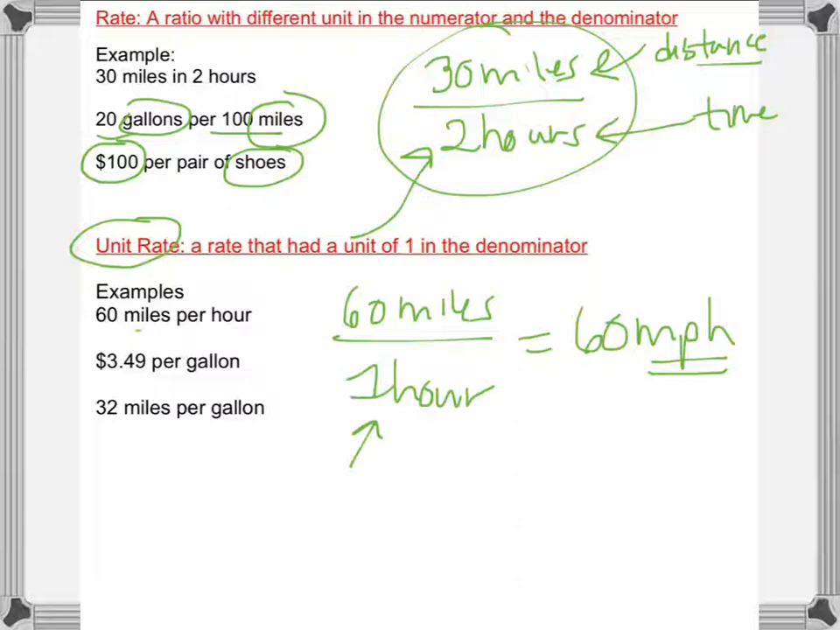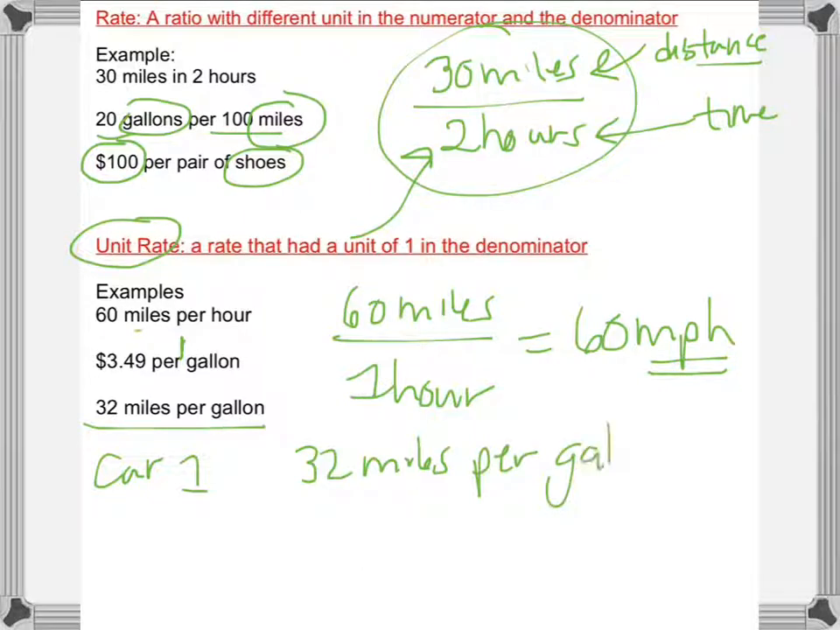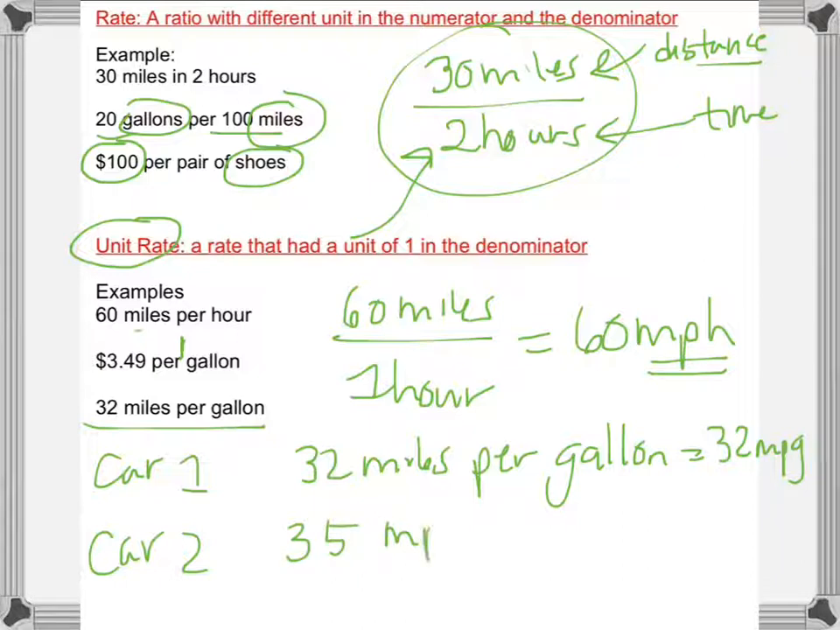$3.49 per gallon is also per 1 gallon. 32 miles per gallon is a way to measure the efficiency of a car. So the nice thing about unit rates is that we can use them to compare two different products, for instance. Let's say car number 1 gets 32 miles per gallon, per 1 gallon, or 32 mpg. Okay, and car 2 gets 35 mpg.